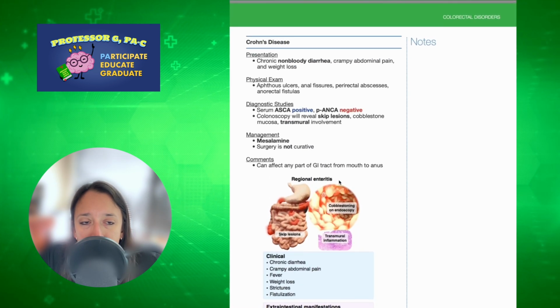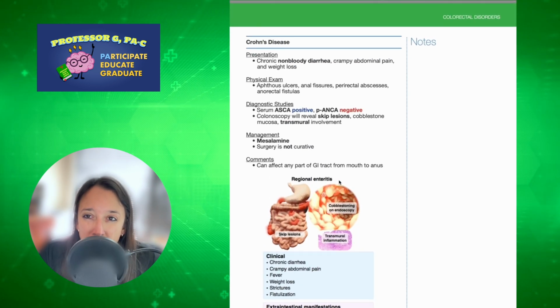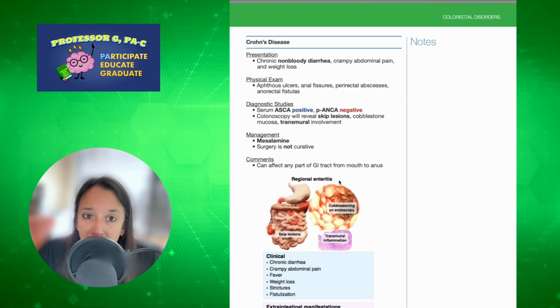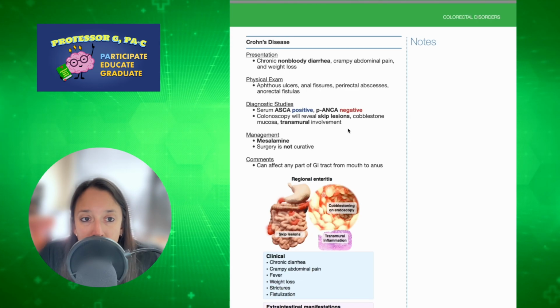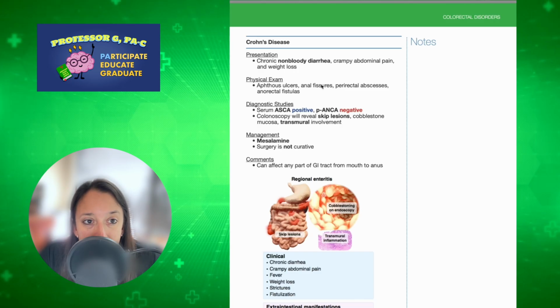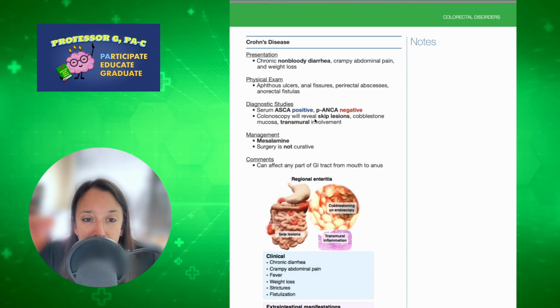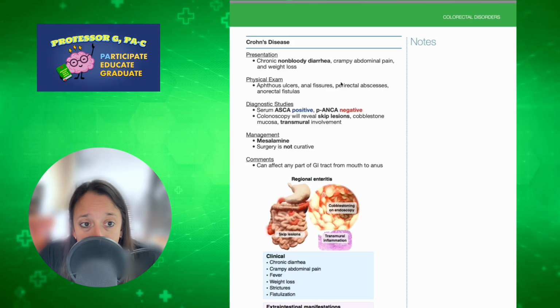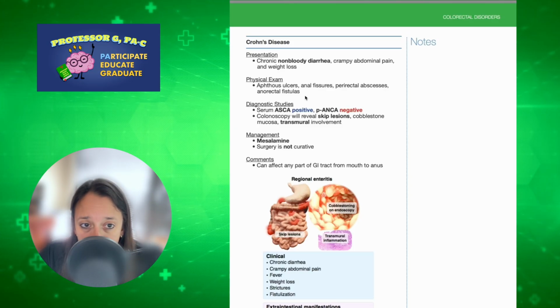So Crohn's disease, in contrast, whereas in ulcerative colitis we saw mostly bloody diarrhea, in Crohn's we often see more non-bloody, although it can be bloody, chronic diarrhea, abdominal cramping, and often these patients have weight loss and other extraintestinal manifestations. Because Crohn's disease is transmural and mouth to anus, we often see physical exam findings that show that it has gone all the way through the colon wall, like aphthous ulcers, perirectal abscesses, and anorectal fistulas. You can also get a lot of anal fissures.